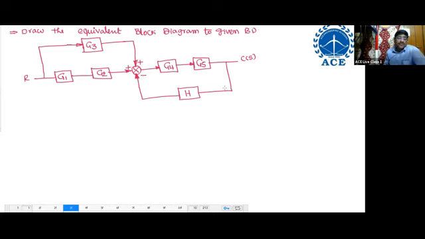Now what you have to do? Shift this summing point ahead of G2 and draw the equivalent block diagram. Come on, try it. Tell the answer. Do it.